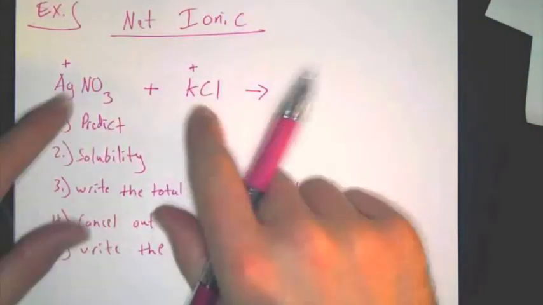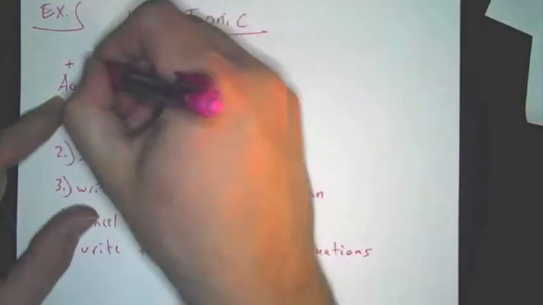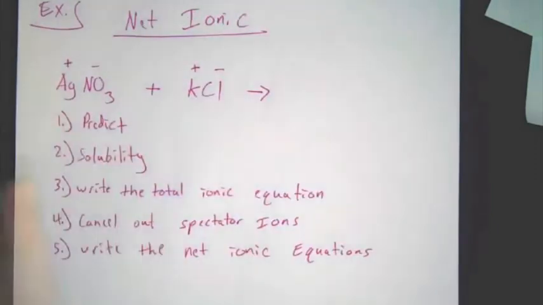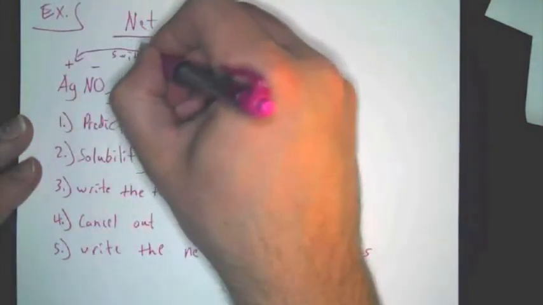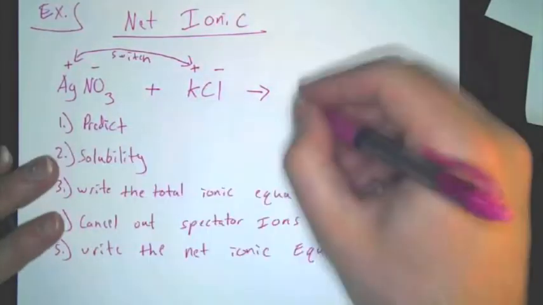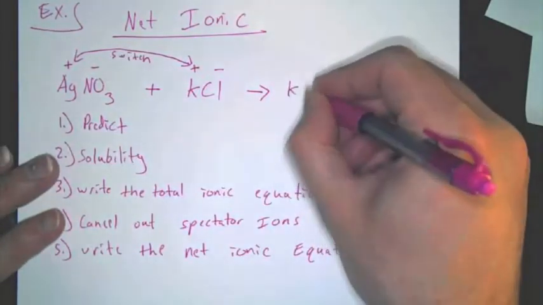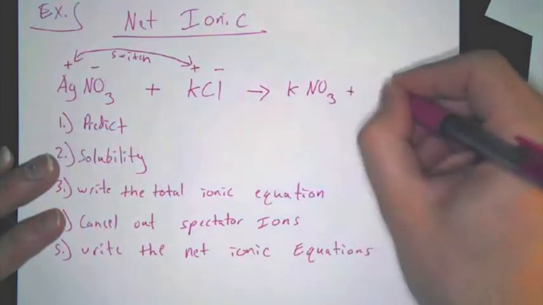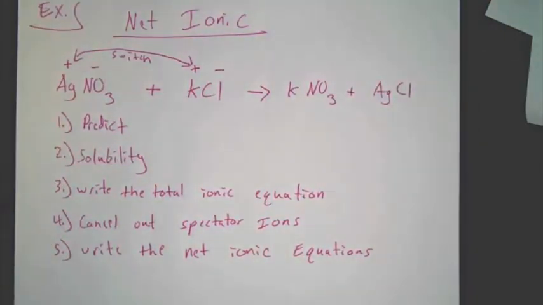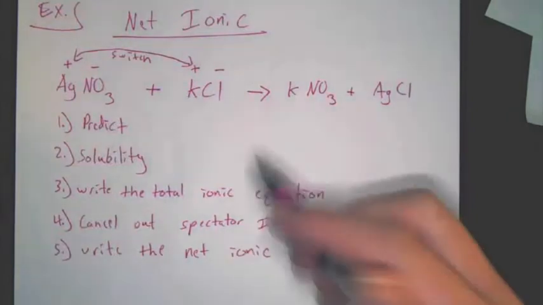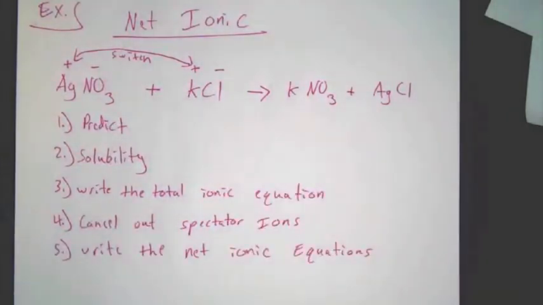So initially, I like to do the positives first. It doesn't really make a difference. You can switch either one. So in this instance, let's switch silver and potassium. I'm just going to write this here for you. So please, when you do that, remember, you're trading the places. So you'll write KNO3 plus AgCl. Now, the first thing to remember is that when you write the ionic formulas, you must crisscross the charges.